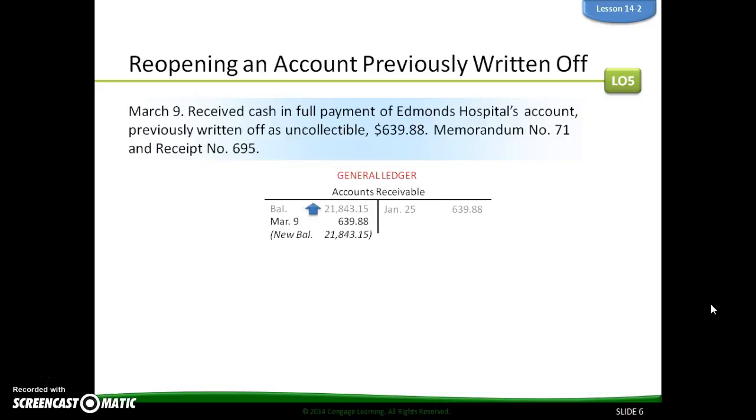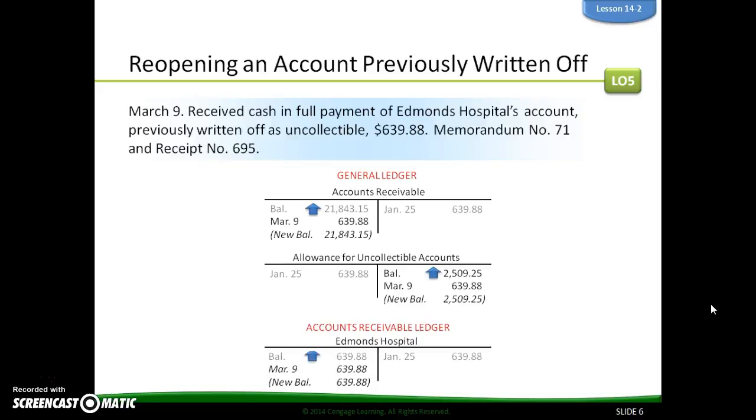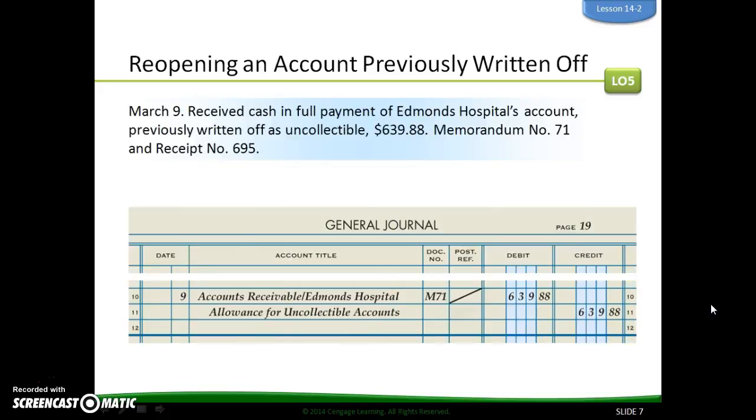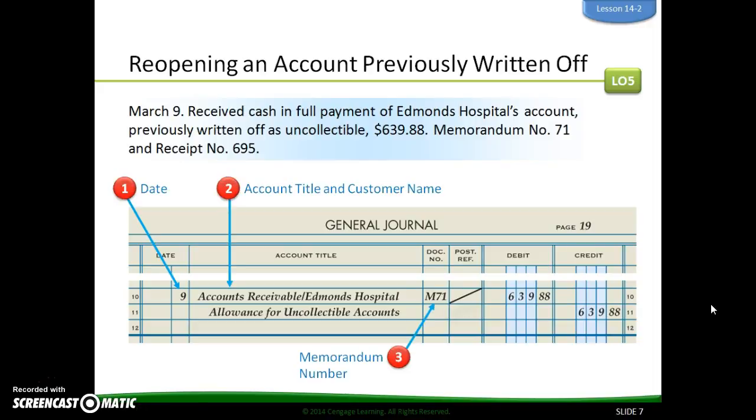So you can see in our general ledger, we're going to increase accounts receivable, and we're going to increase that allowance for uncollectible accounts. And we're going to go ahead and increase the accounts receivable ledger for Edmonds Hospital. And really, we're just going to go ahead and reverse all of the entries we made in the original posting. So the entries we made on January 25th, we're just reversing them right now so that we can go ahead and post that payment. So the first thing we do is reverse in the general journal, according to memo number 71, the accounts receivable for Edmonds Hospital and the allowance for uncollectible accounts.